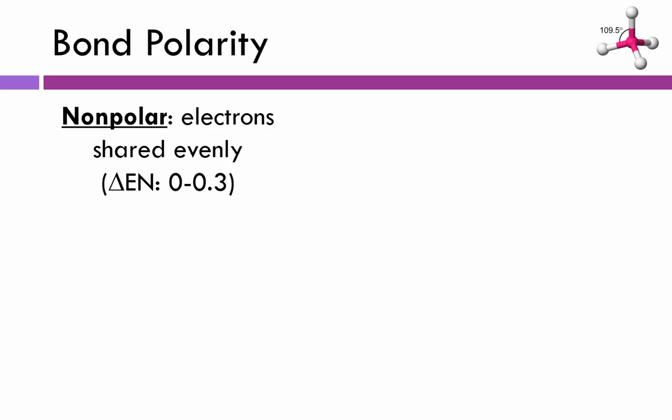We're going to use the cutoff of 0.3 as a difference in electronegativity to differentiate between nonpolar and polar. The closer you are to a difference of 0 in electronegativity, the more evenly or equally those electrons are going to be shared. So for example, take the diatomic molecule hydrogen. Hydrogen has an electronegativity of 2.2, so 2.2 minus itself gives us 0. That means that this pair of electrons being shared between the two hydrogen atoms is shared 100% equally. It's like a 50-50 split.